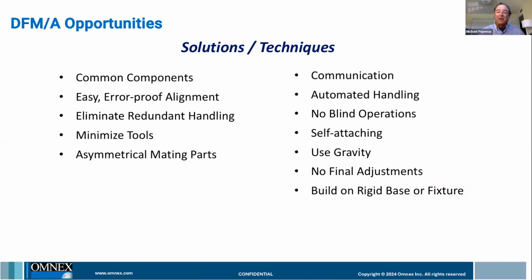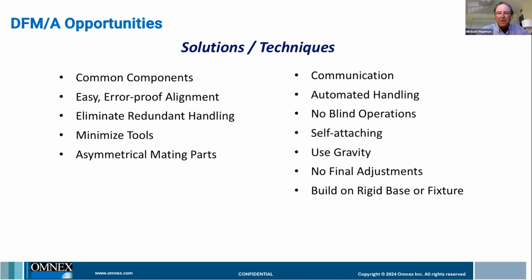So what are some of the immediate solutions and techniques that we're going to be talking about today? Common components. Yes, that helps with a lot of the complexity and system costs and familiarity with the part and its performance in the field, warranty, common parts, easy error proofing, easy alignment. We're going to talk about some rules that will support each of these techniques that we're just showing here.